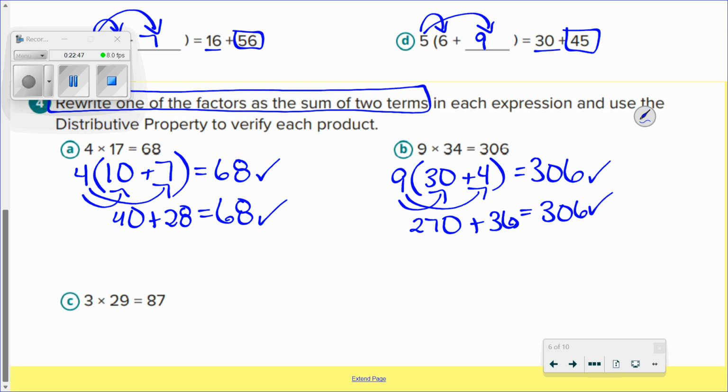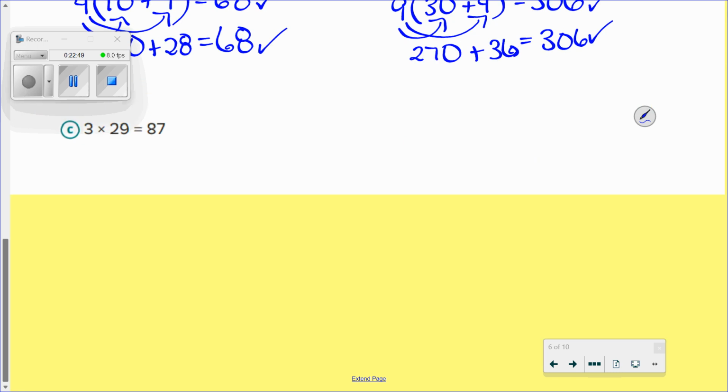What am I multiplying by on C? 3. So 3 is on the outside. And how do I break up that 29 into easy pieces? 20 plus 9.